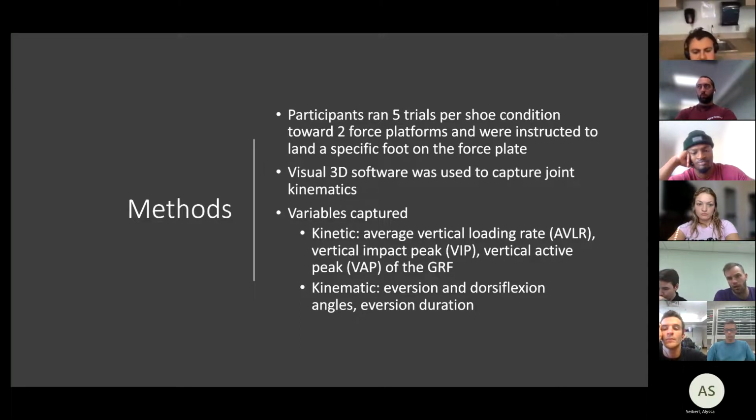Variables captured were kinetics, so some of that force stuff: average vertical loading rate, AVLR, vertical impact peak, and vertical active peak of the ground reaction force. As far as the kinematic range of motion stuff, they measured eversion and dorsiflexion angles and eversion duration.